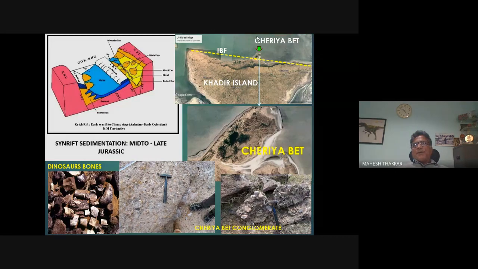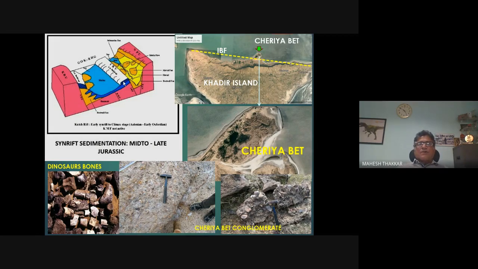Now, coming a little bit to the south. If you see the Khadir Island, that is the Island Belt Fault, this is the Khadir scarp. Just north of this Khadir Island, we have a small exposure which is called the Cheria Bed. I have zoomed in on the Cheria Bed, and I have given here some of the field exposures. You can see the Cheria Bed conglomerate. This conglomerate is very important.